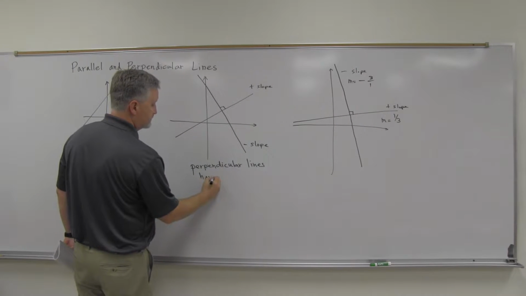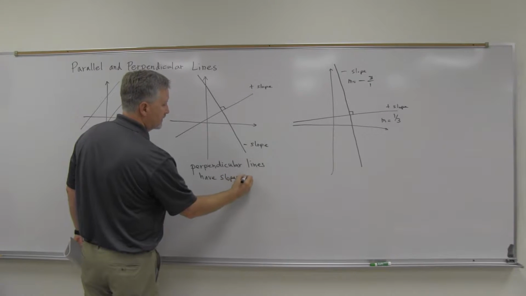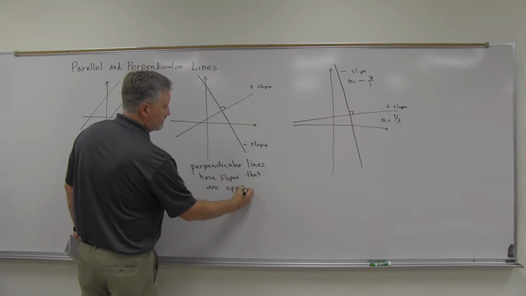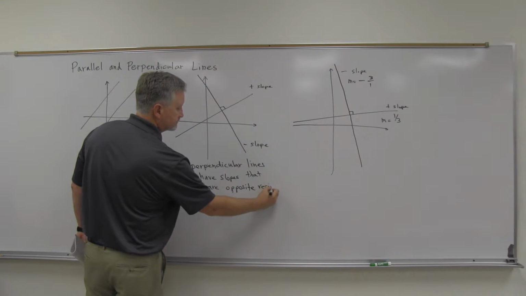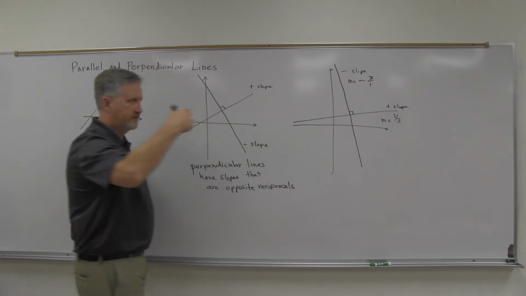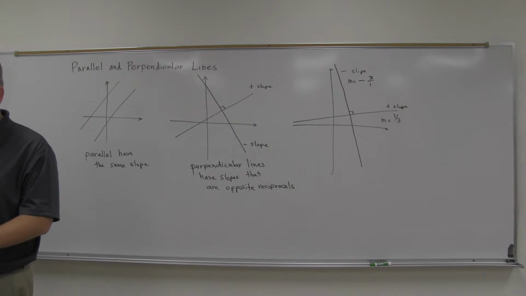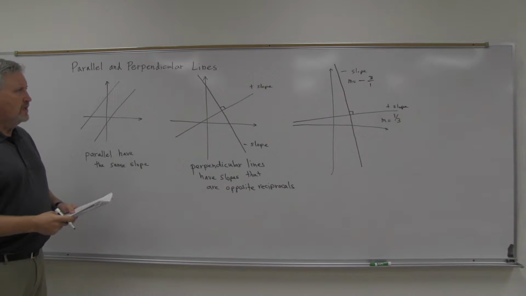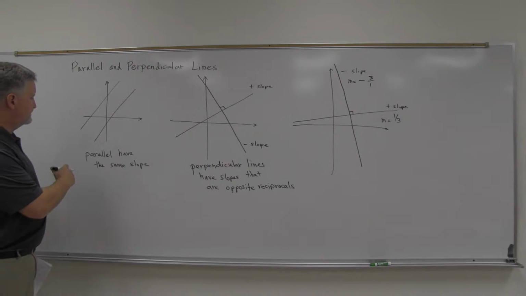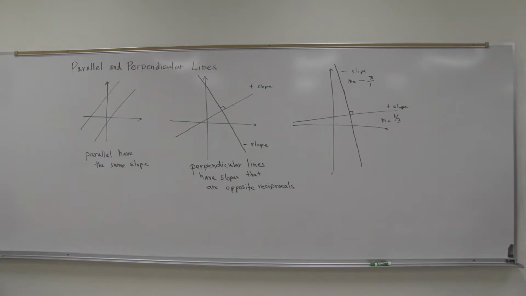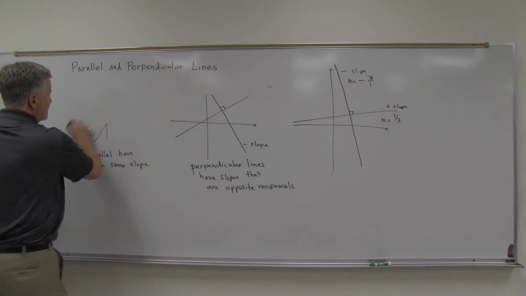Perpendicular lines have slopes that are opposite reciprocals. So they have opposite signs, and they're reciprocals. Flip over from one another. Okay? All right. So, with that in mind, parallel lines have the same slope. Perpendicular lines have opposite and reciprocal slopes. Okay.